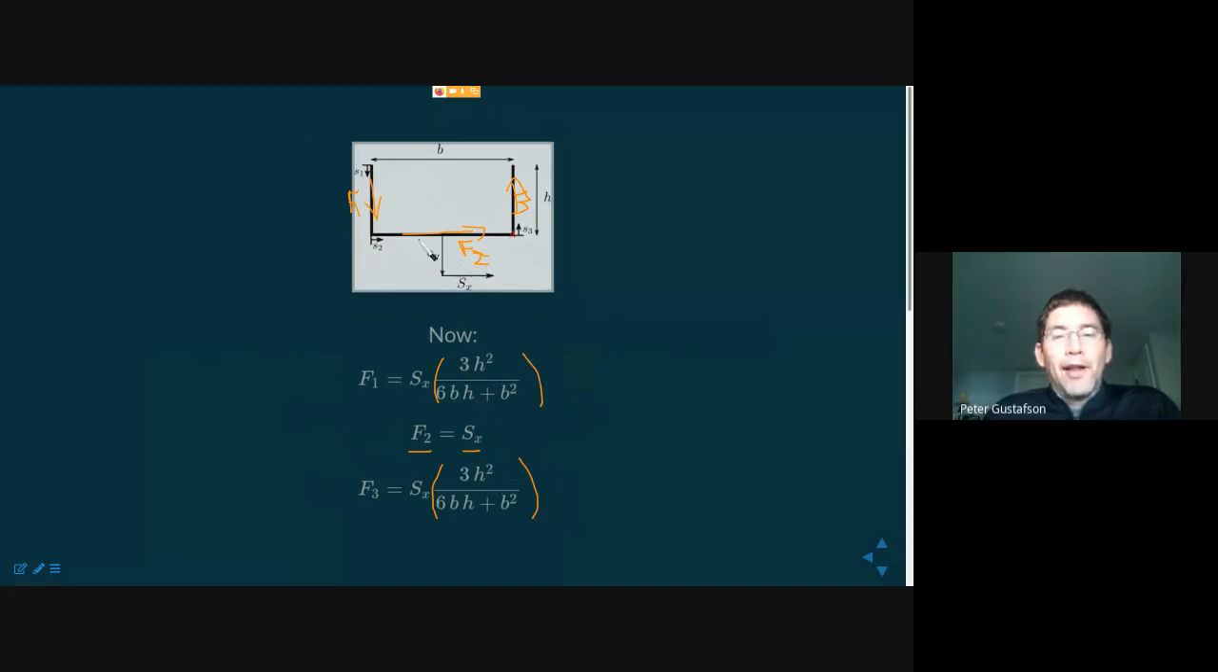And oh, by the way, the calculated F2 also is equal in magnitude to the resultant force in the x direction. So what do we need for these things to be statically equivalent? The sum of the forces in the x direction has to be equal to Sx. The sum of the forces in the y direction has to be equal to 0. And then the sum of the moments ultimately has to be equal to the applied moment.